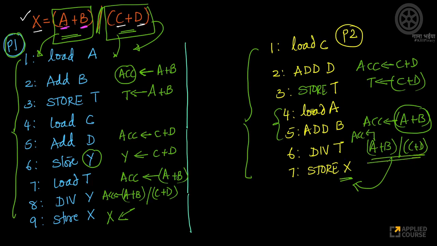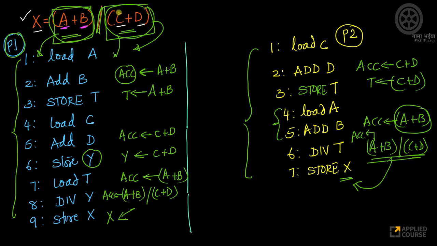So what we have done here is, we have computed C plus D, stored it in T, and then we have computed A plus B, because A plus B is the first operand that I need in the accumulator. Now I'm not storing A plus B into memory the way I have done here. Here I stored A plus B into memory, stored C plus D into memory, then loaded both of them and then computed the operation.